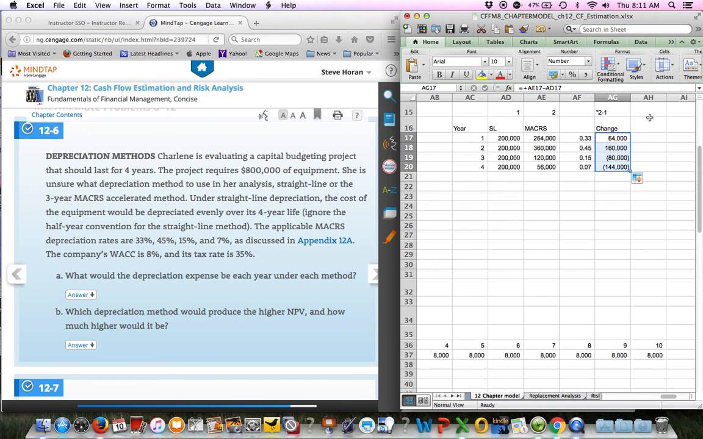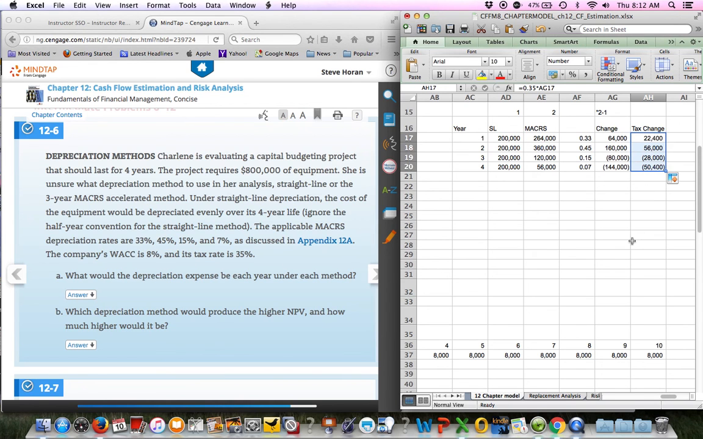What I have to do next is basically say, what's the tax on the change? So I'm going to type in tax change. Okay, and the tax rate they gave us was 35%. So what I can do is just take 0.35, multiply that by the change. And there I get 22.4, and then drag this down, and I get my answer. So a couple of positives and a couple of negatives.